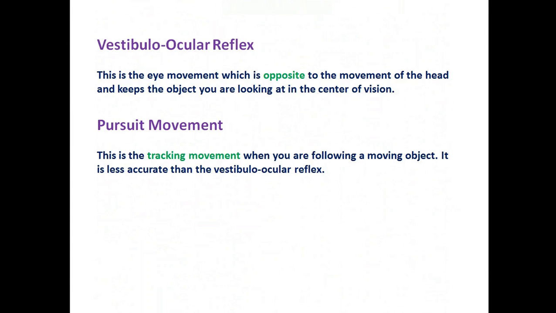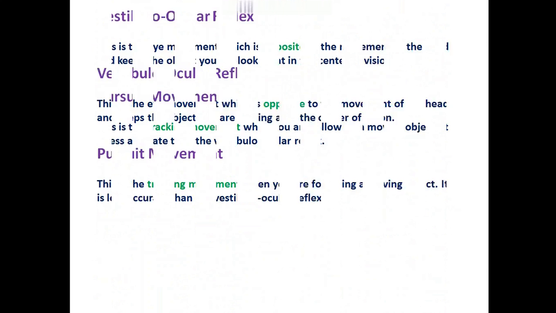Next, vestibulo-ocular reflex. This is the eye movement, which is opposite to the movement of the head, and keeps the object you are looking at in the center of vision. The final eye movement is pursuit movement. This is the tracking movement, when you are following a moving object. It is less accurate than the vestibulo-ocular reflex. So that ends up the 4 types of eye movements.